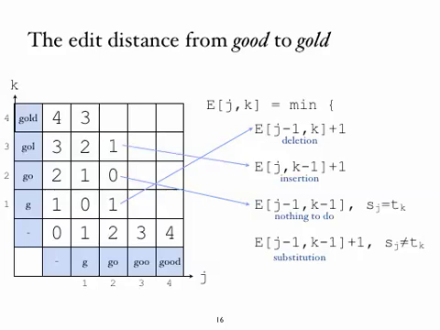To go from GO to GOL, we copy the G, we copy the O, that requires no operations. But then we have to insert the character L. So the edit distance between GO and GOL is 1. And here, to go from GO to GOLD, we copy the G, we copy the O, then we insert an L, then we insert a D. So the edit distance from GO to GOLD is 2.